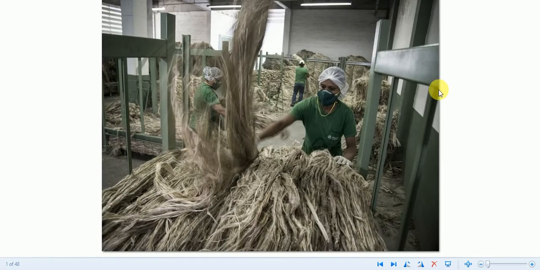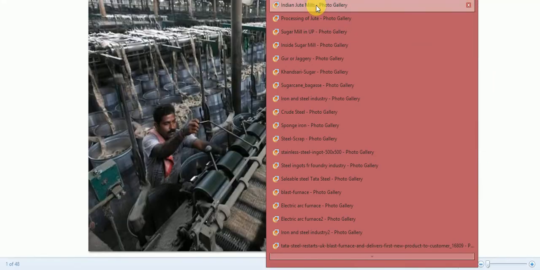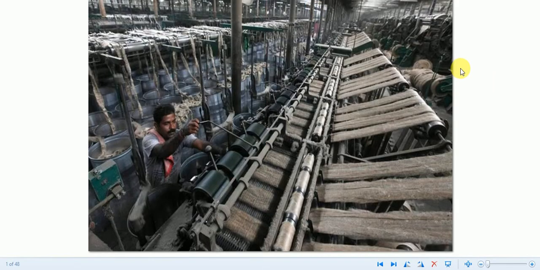Then this is processing of jute in the jute industry in West Bengal. Then one more photograph. This is a jute mill in India. This is a jute mill, jute industry in India. Now let us read.